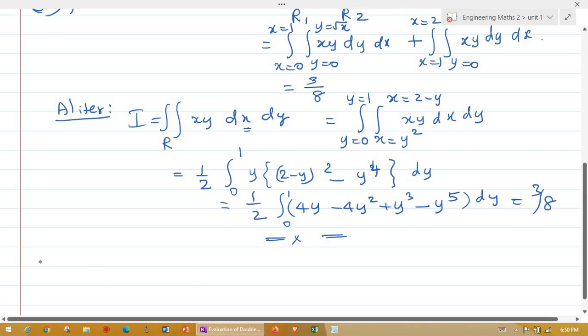In the next class, we will see the triple integral over the volume V. Thank you.